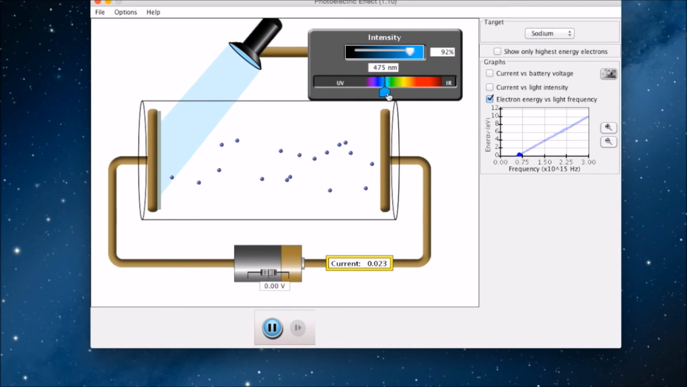Also, the speed of the electrons being emitted is related to the frequency of the light being shown on the metal. If we increase the frequency even more, we can see the electrons being emitted even faster. How could this be? Quantum mechanics can explain this phenomenon.